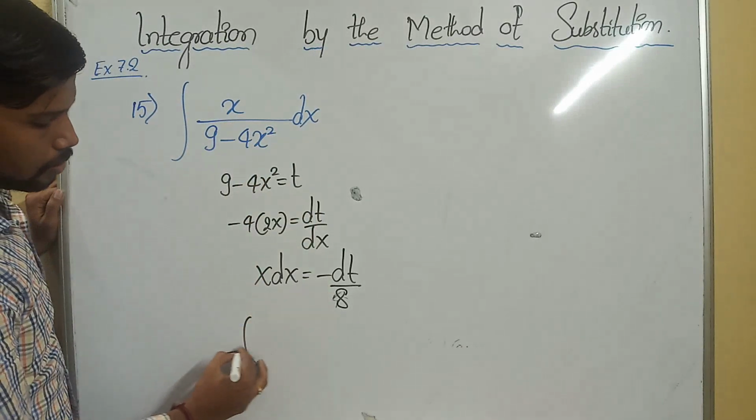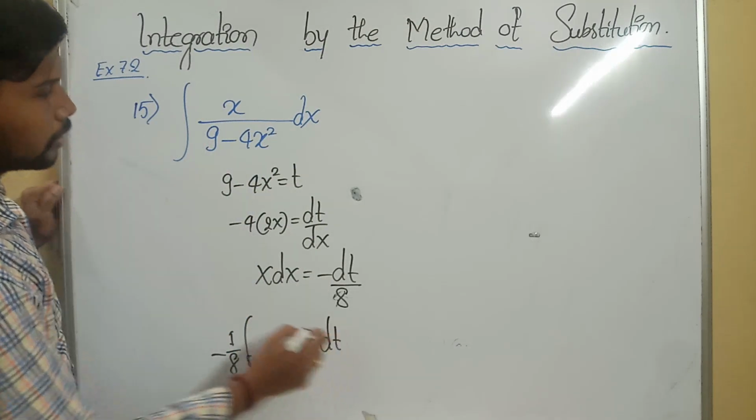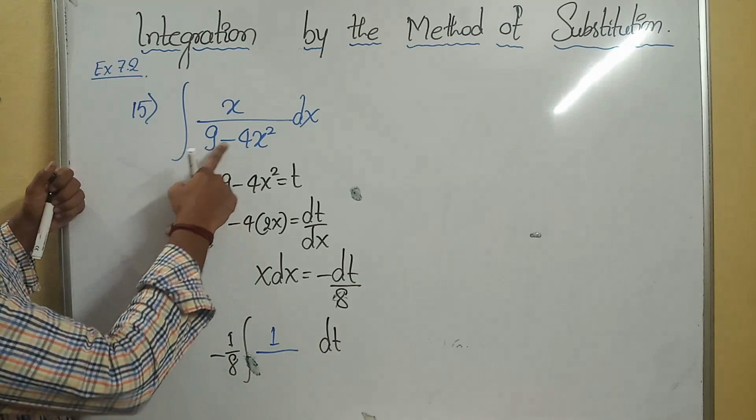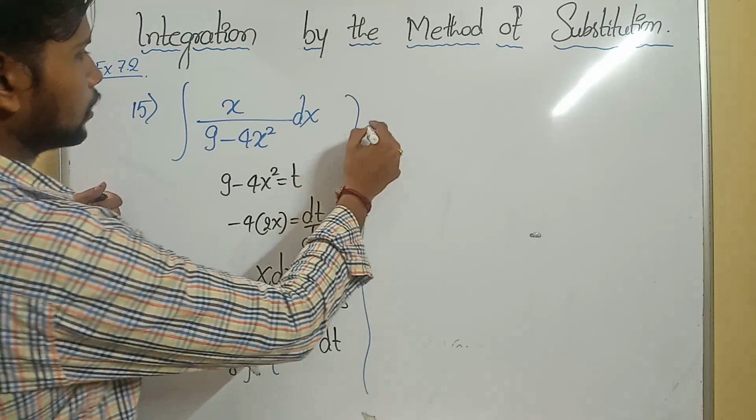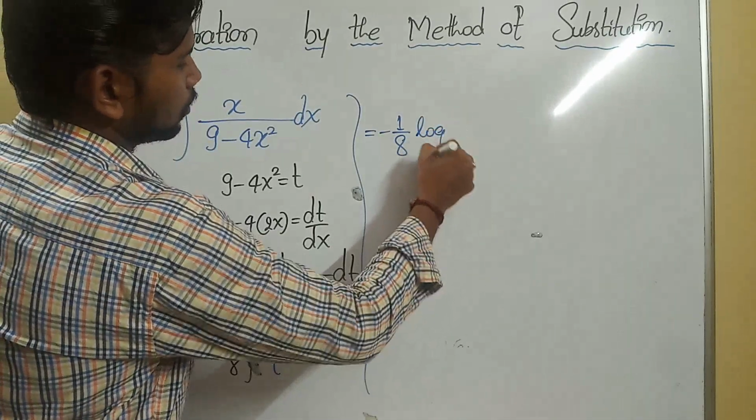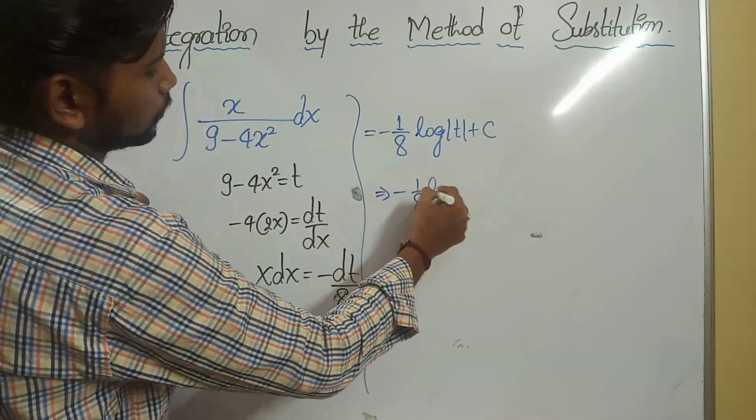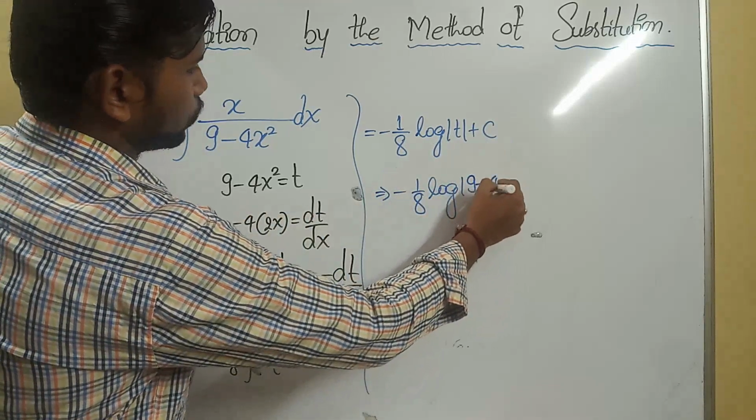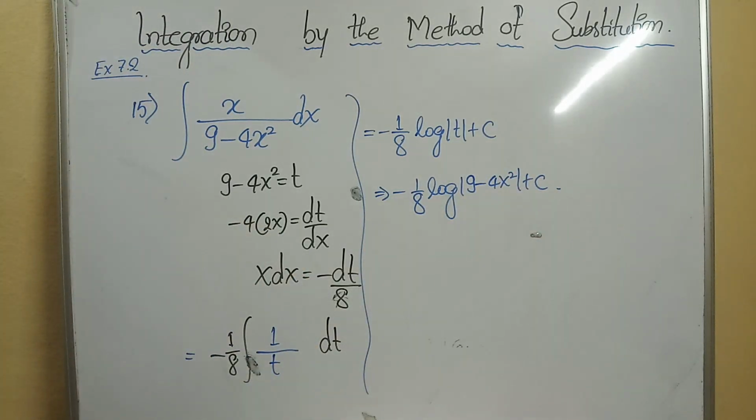Now, the integral of x dx will be minus 1 divided by 8 outside, and dt remains inside the bracket, with 1 divided by the denominator 9 minus 4x square as t. Then the next step will be minus 1 divided by 8 times the integral of 1 by t, which is log modulus of t plus c. So it is minus 1 by 8 log of modulus of t, where the t value is 9 minus 4x square, plus c, which is the required result.